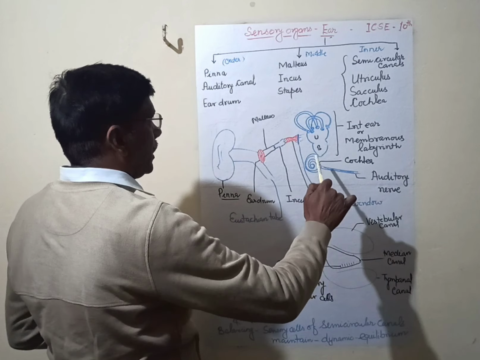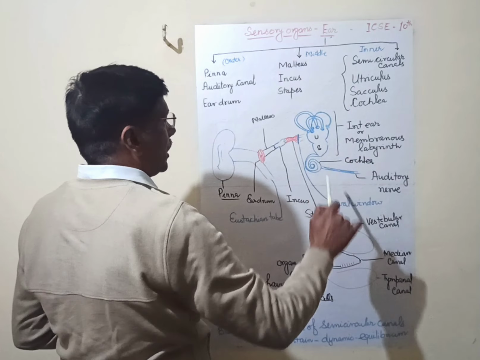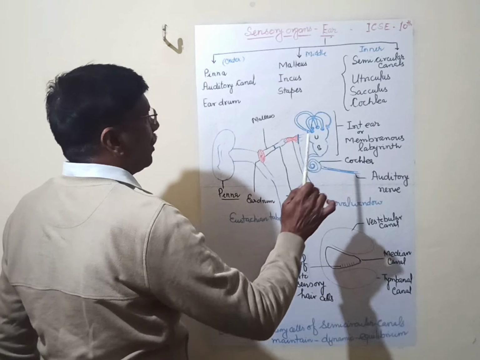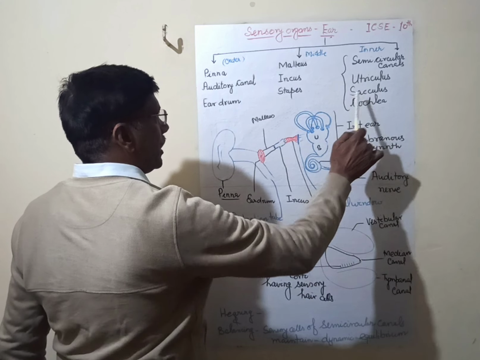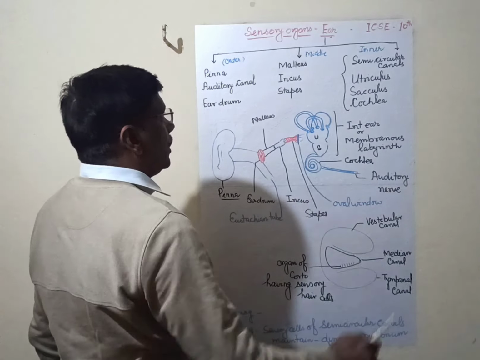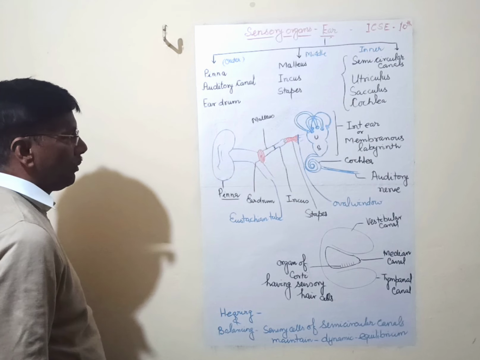And the inner ear, this total structure is the inner ear, and it is made up of four parts: three semicircular canals, then utriculus, then sacculus, then cochlea. So these four parts are included in the internal ear. Now we understand one by one.